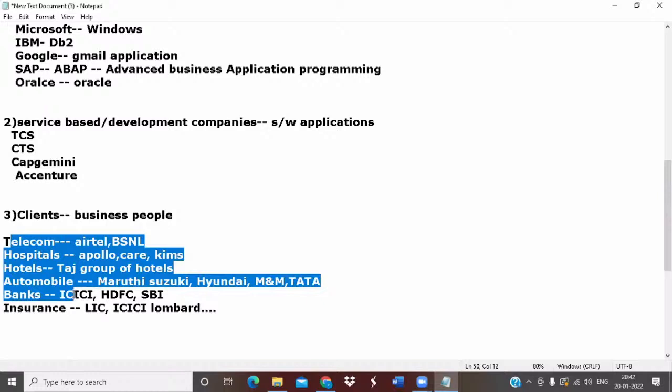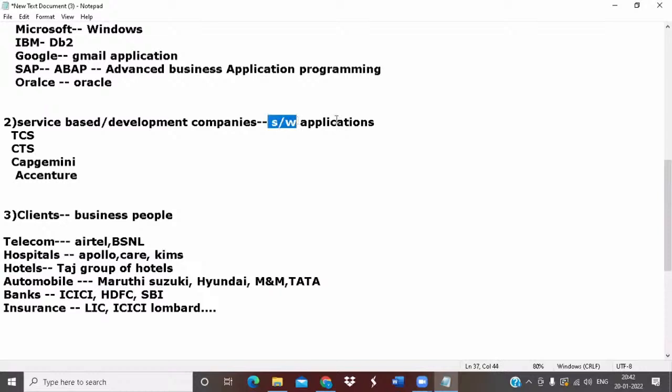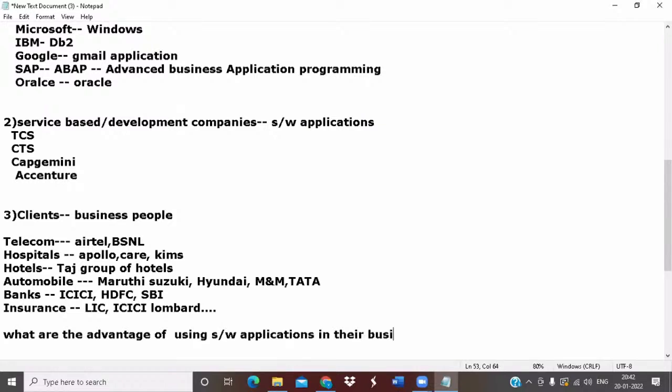But 40, 50 years back, if you go to any bank or any insurance company, they did not use what? Software applications in their business. Yes or no? They don't know what is software. They don't know a computer also. But they did the business without using software applications. Now they are doing the business using software applications. My question is, what are the advantages of using software applications in their business? This is my question.